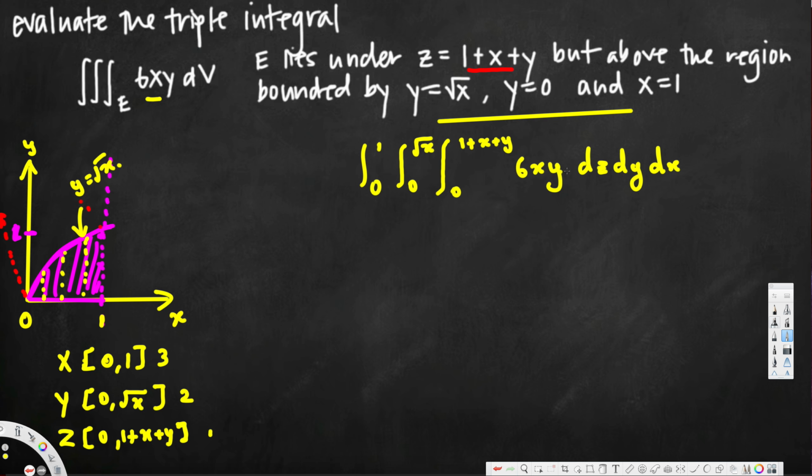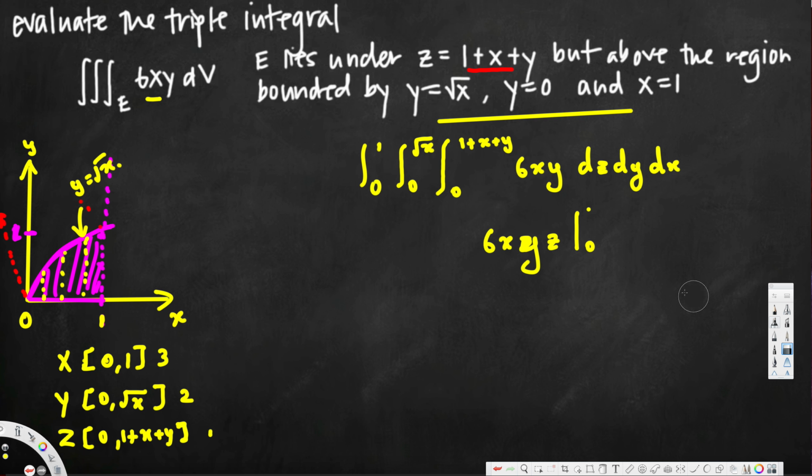Now let's start with z. When we do the integration with respect to z, we treat x and y as constants. So you can think of this one as a number, and when you do the integration, the z is going to be with this one, right? So let's do the integration. If you do the integration, you will get 6xyz, and that's going from 0 to 1 plus x plus y.